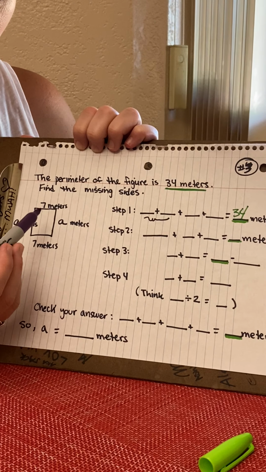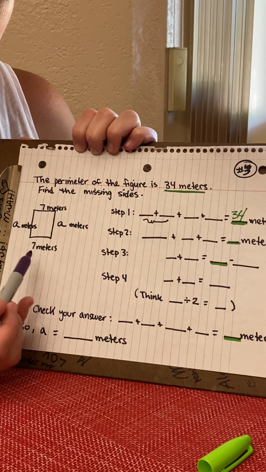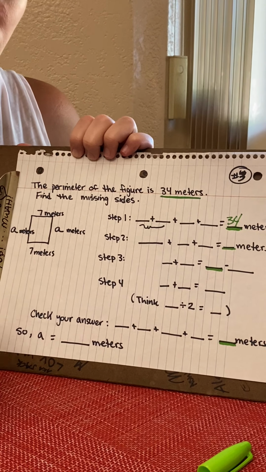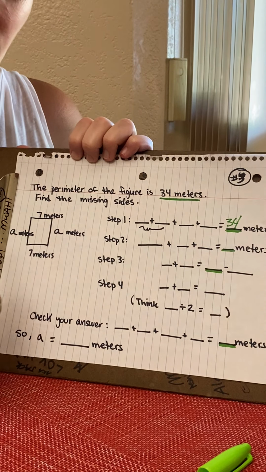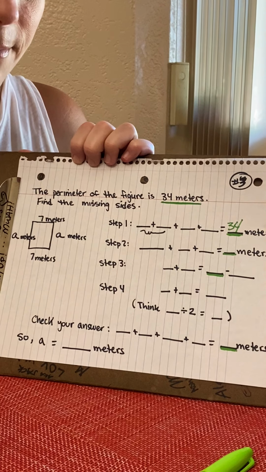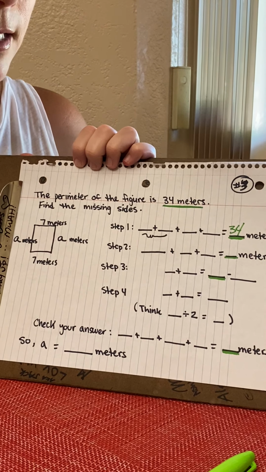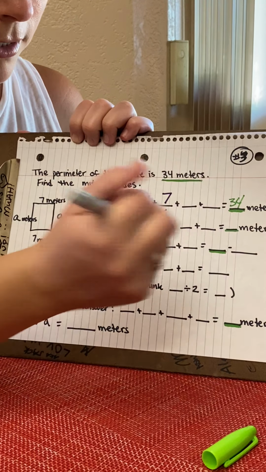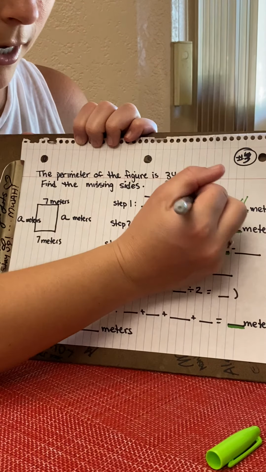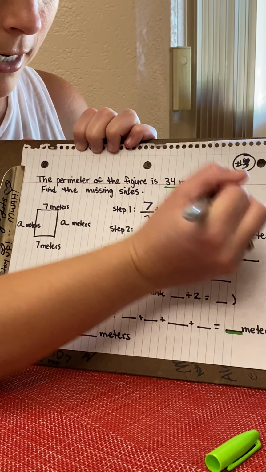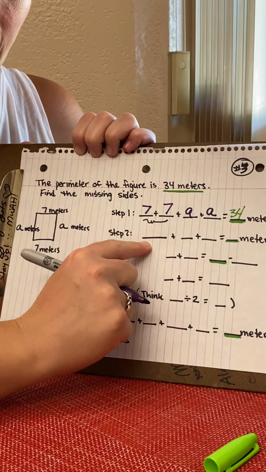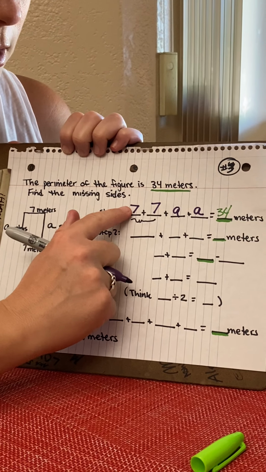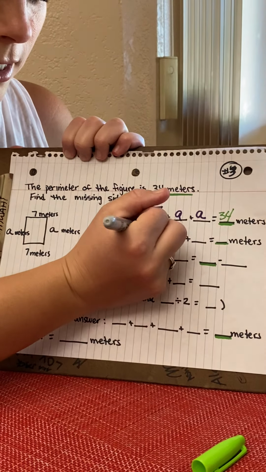What I know now is that one side is 7, the other side is 7, but this time I have 2 missing figures, except they're both labeled A. If they both have the same letter, it means that the answer has to be the same. So I'm going to go 7 plus 7, and I have 1A and 2A, so I'm going to put A and A. Now I'm going to add that down for step number 2. Pause your video if you need to count first. 7 plus 7 is 14.